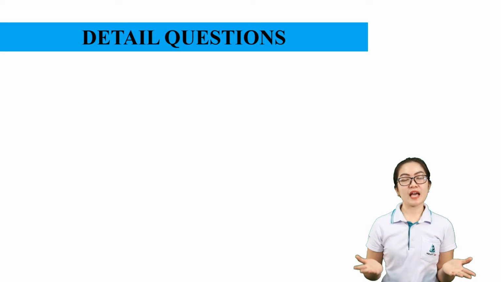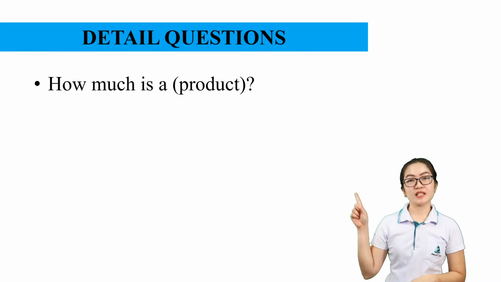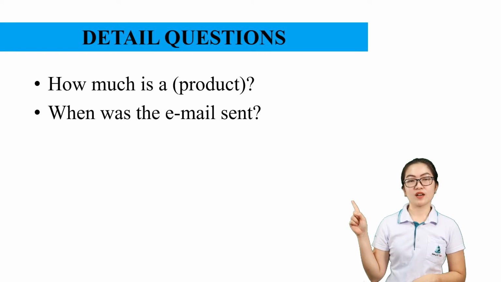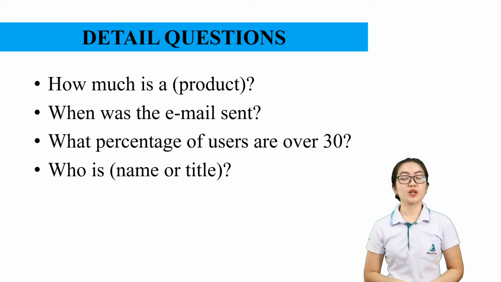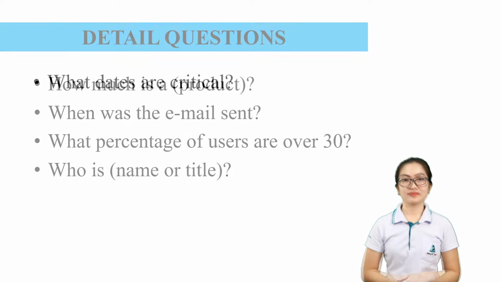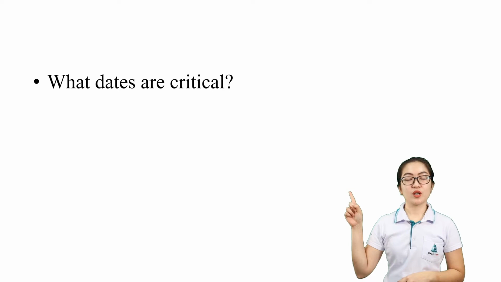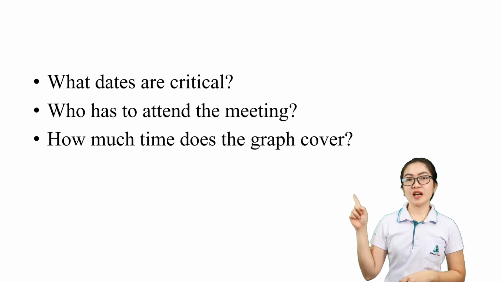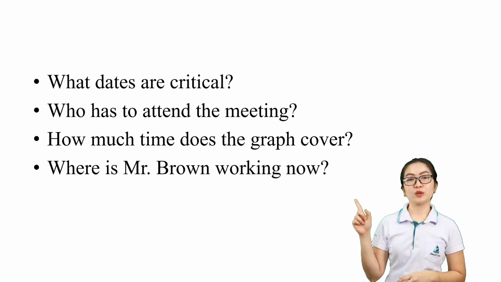Here are some examples of detailed questions. How much is a product? When was the email sent? What percentage of users are over 30? Who is the name or title? What dates are critical? Who has to attend the meeting? How much time does the graph cover? Where is Mr. Brown working now?